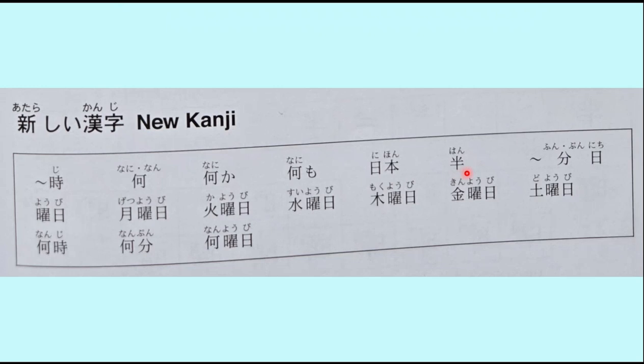Han means half past. Then we have the suffix called fun or pun, which means minutes. We have nichiyobi, which means Sunday. Getsuyobi, Monday. Kayobi, Tuesday. Suyobi, Wednesday. Mokuyobi, Thursday. Kingyobi, Friday. Doyobi, Saturday. Nanji means what time. Nanpun means what minute, which minute. And Nanyobi means which day. So we will discuss each of these in detail, the stroke orders and some tidbits around each of these kanji characters.